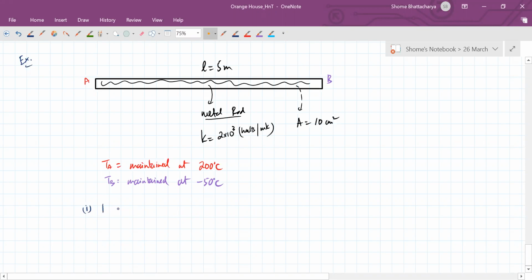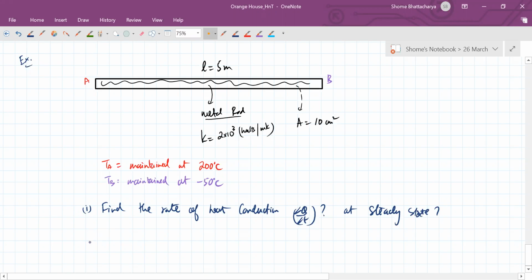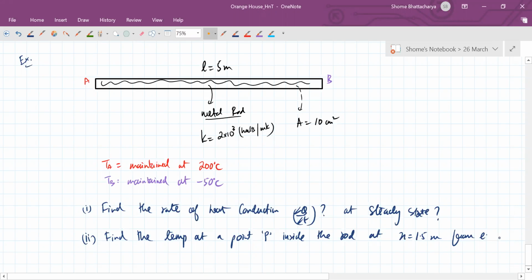So first of all, find the rate of heat conduction at steady state. And secondly, find the temperature at a point P inside the rod at x equal to 1.5 meters from the end A.